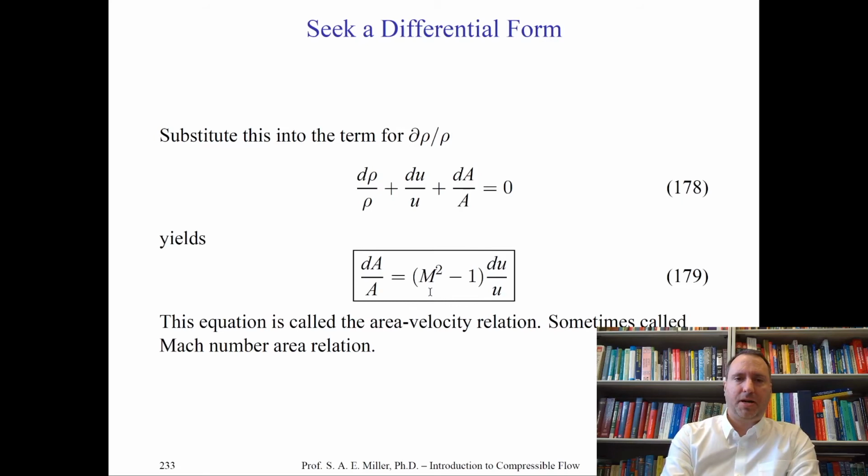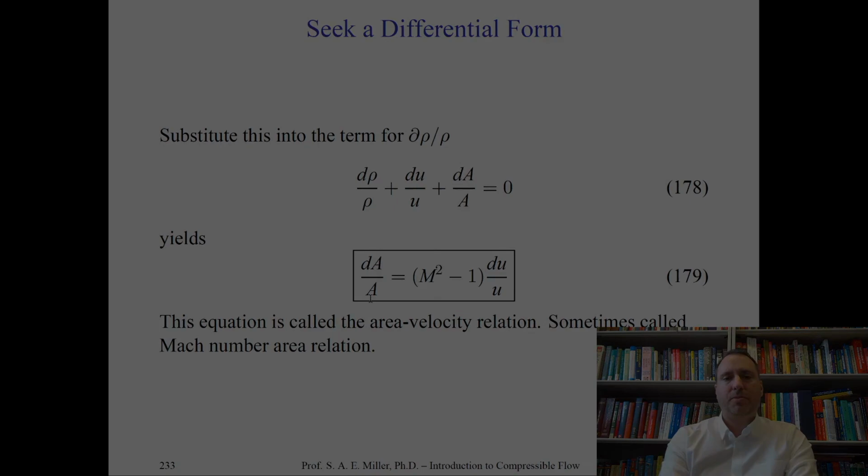It could either be negative, it could be zero, or it could be positive. If I set M between zero and say one, then of course it'll be negative because 0.5 minus 1 is negative 0.5. Another example is if M equals 1, then 1 squared is 1 minus 1 is 0, so then dA over A is 0. Or if I have a supersonic Mach number like 2, then I would have 2 squared, which is 4, minus 1 is 3, and it'd be a positive right-hand side. What does this mean? That if the velocity increases by a little bit and it's a positive sign, that means the area must have increased by a positive amount, or vice versa.